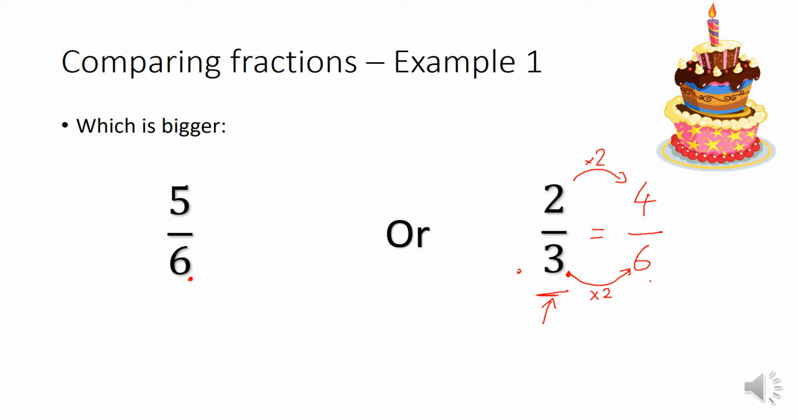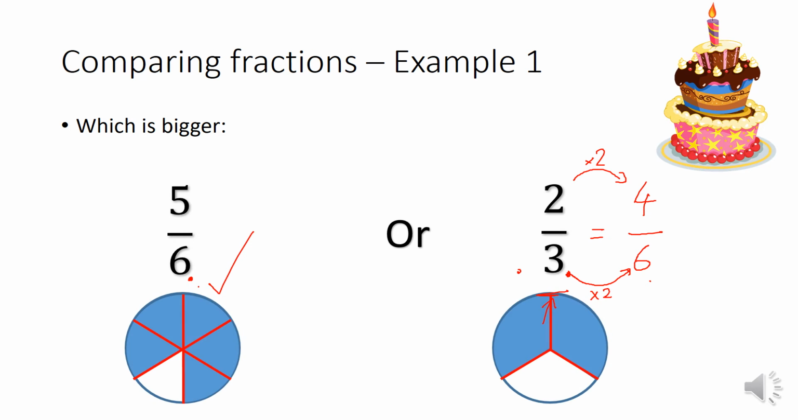So which is bigger, 4/6 or 5/6? The denominator is the same, so they're both split into 6 parts. So we can see that 5/6 is bigger. And I think I've got a diagram for this one. Yep. So we've got 5/6 here. And here we've split this, we've got 2/3. But we can see if we split that into 6, we've got 1, 2, 3, 4. So we can see it with the diagram.